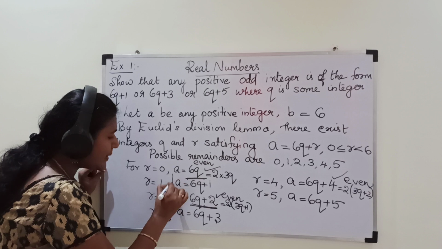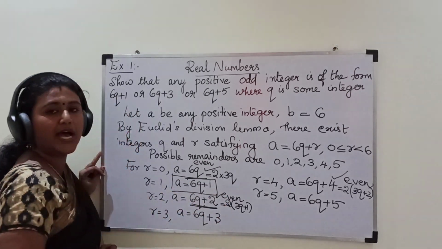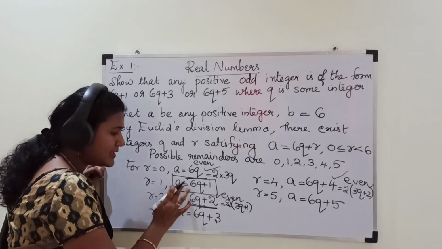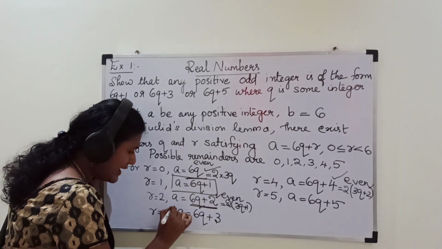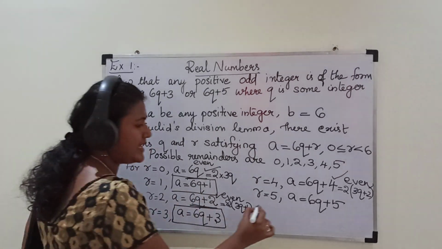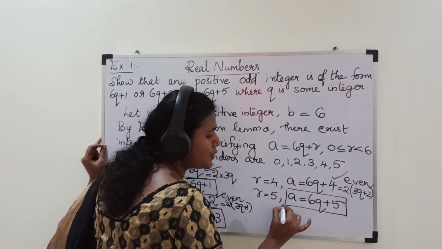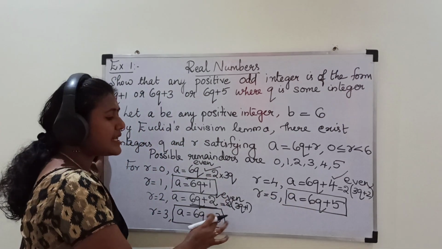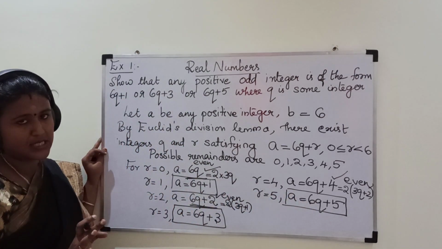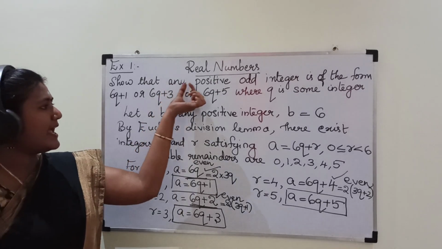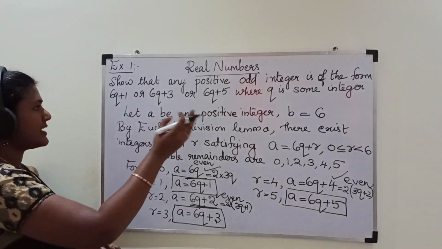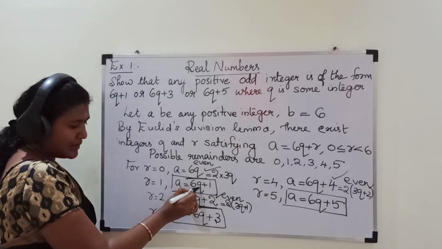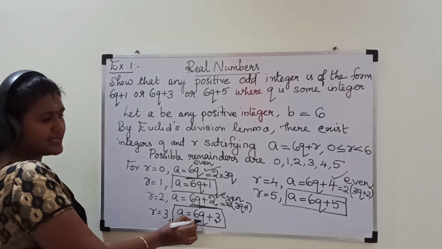So what are the remaining values? The remaining values what we have is a is equal to 6q plus 1, a is equal to 6q plus 3 and a is equal to 6q plus 5. So these 3 are odd numbers. So we can say that any positive odd integer is of the form 6q plus 1 or 6q plus 3 or 6q plus 5.